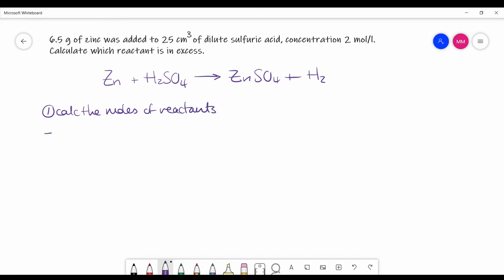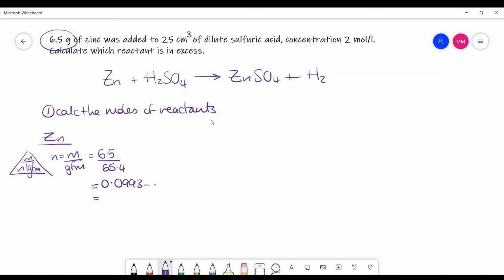So let's start with zinc. In this case, we are using our triangle. So our number of moles is mass divided by gram formula mass. The mass given in the question is 6.5 grams of zinc, and you'll find the gram formula mass in your data book, 65.4. Once you've done that, you'll get 0.0993 and so on, and we can round that and say we've got 0.1 moles of zinc.